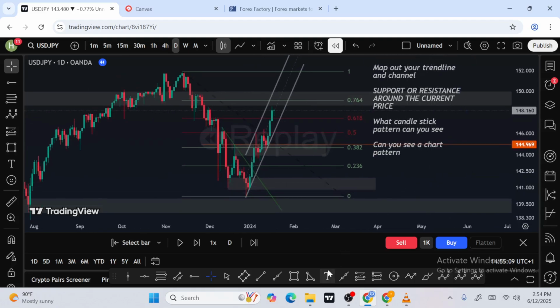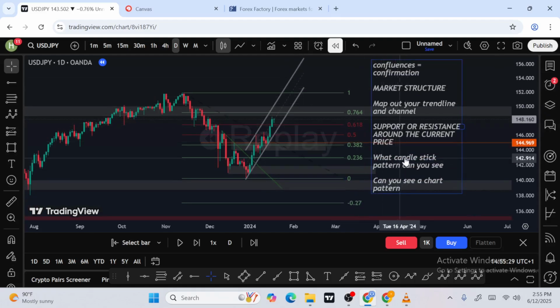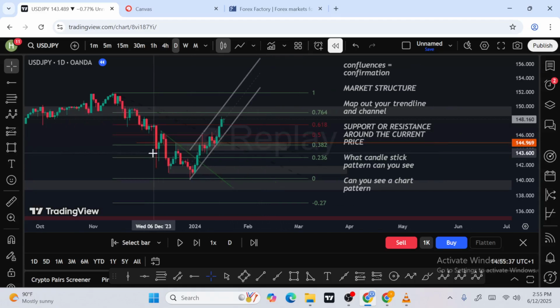I was able to see. Now, are you seeing this now? So you are expecting that the market would respect this 50 to 61.8, is that not so, for you to sell. But you have to wait patiently for a confirmation for your confluence, which is what? What candlestick pattern can you see? Can you see any candlestick pattern at the 50 to 61.8%? So you are still waiting patiently.